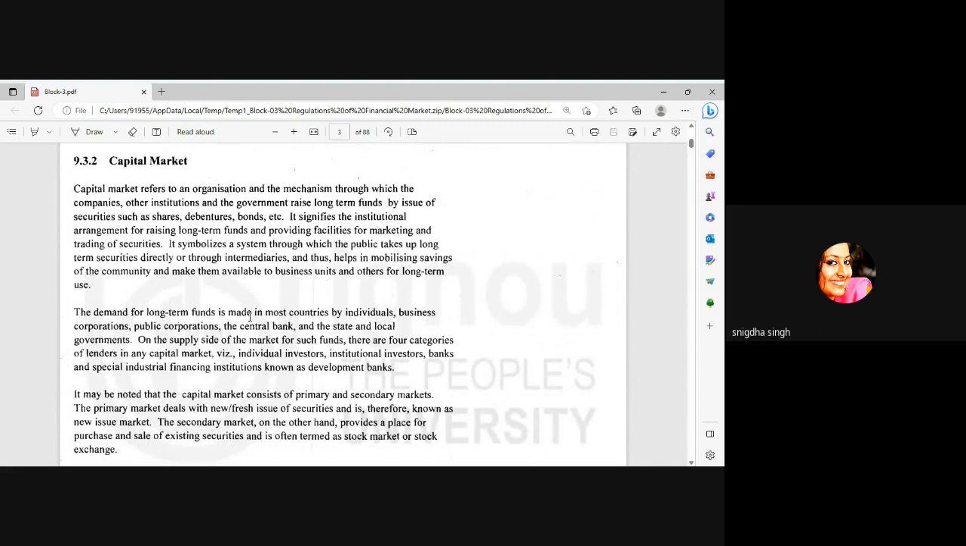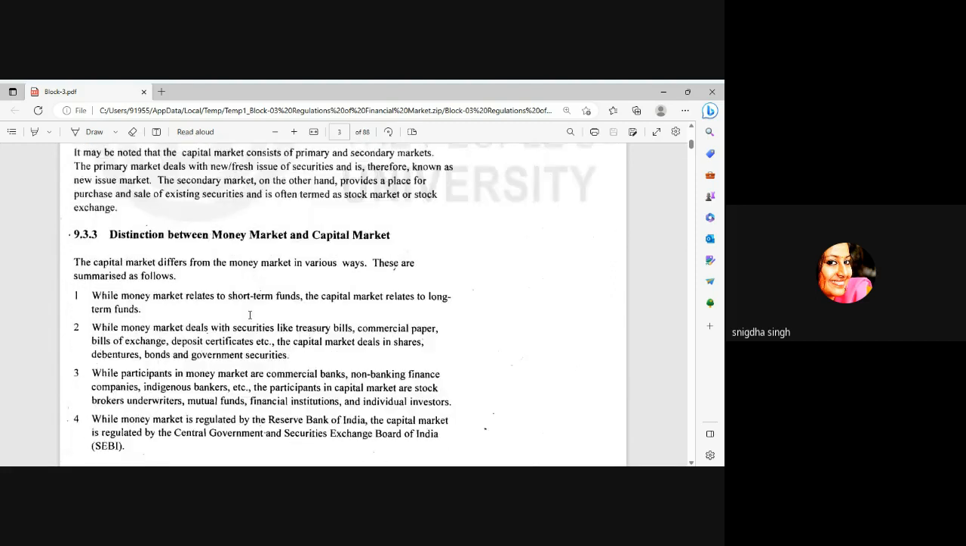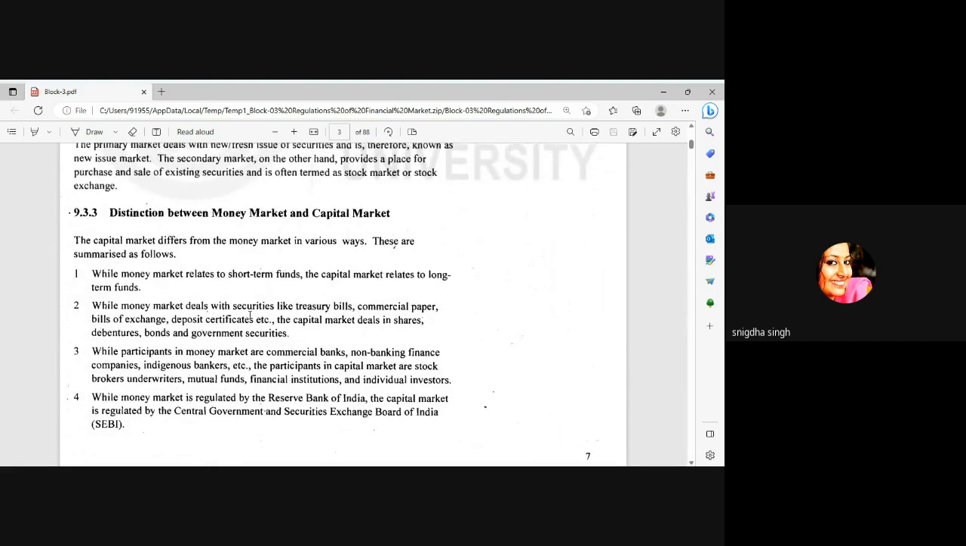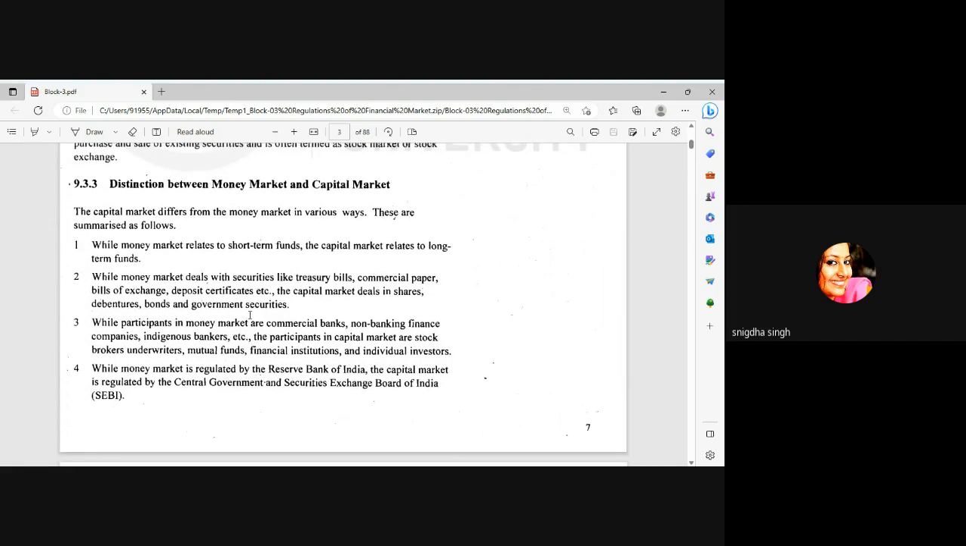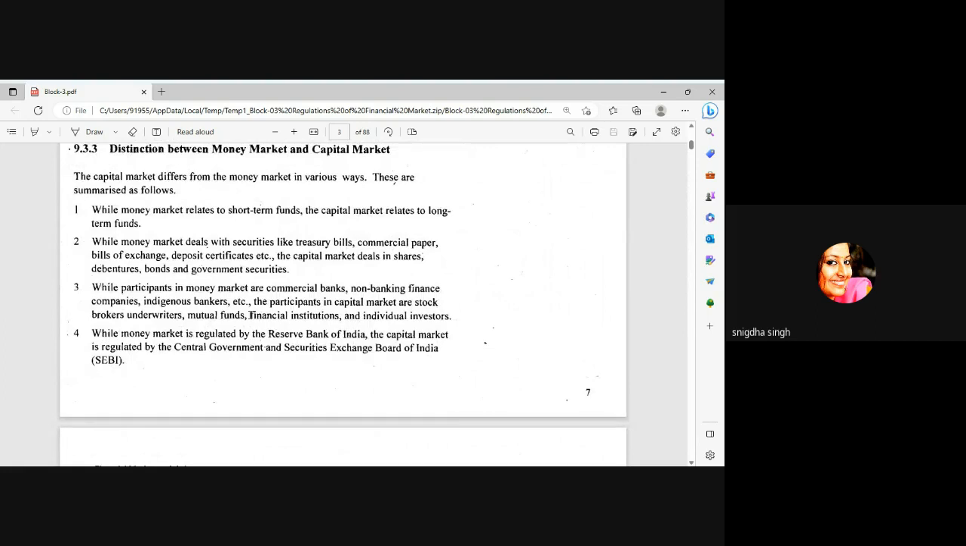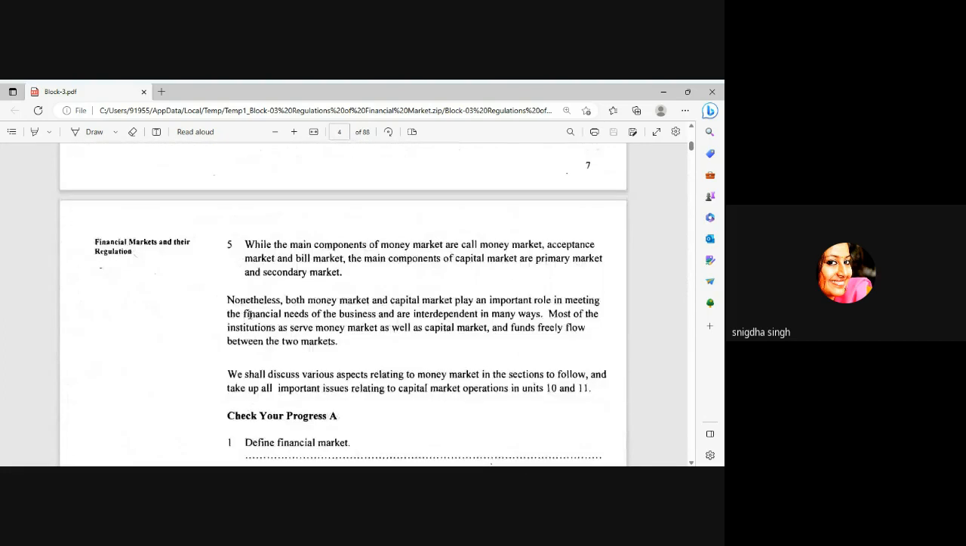You want to invest that money into buying some machinery, buying a building, or for plant and machinery or some equipment. In such cases, the companies or enterprises need to go to the capital market and raise funds in the form of shares, debentures, bonds, etc. So there's a basic distinction between money market and capital market. I hope you will be able to do it on your own.